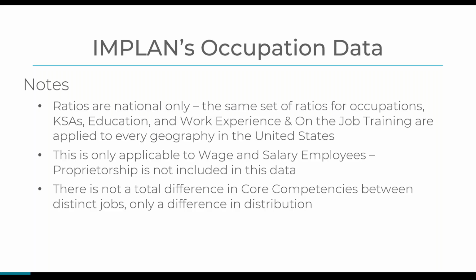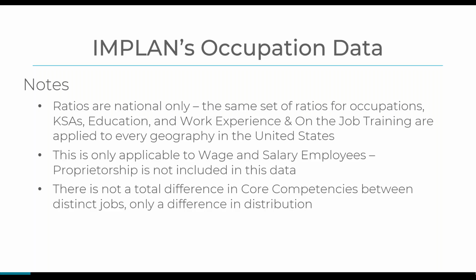Rather, these ratios gain geographic specificity when applied to IMPLAN data, which does change depending on the geography that you've selected. So while the ratio for the number of CEOs in an industry X is going to be the same across regions, that same industry X has a different amount of employees and a different amount of employee compensation, which gets parsed out by those ratios depending on where you're looking. This is true for both the core occupation data and the core competencies data.